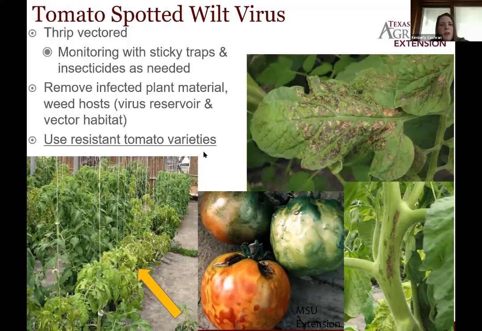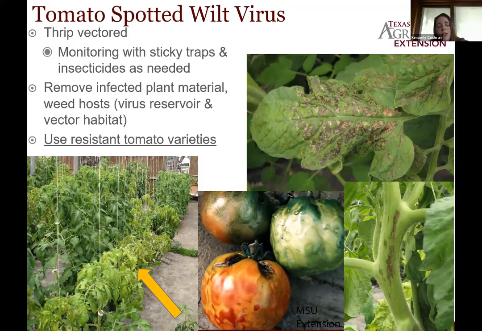So for tomato spotted wilt virus, I always suggest removing those infected plants and weed hosts in the surrounding area that can act as a reservoir for the virus and vector habitat, and using resistant tomato varieties. That is information you can find in seed catalogs, for example, or even on tags of transplants. And also you can look it up.